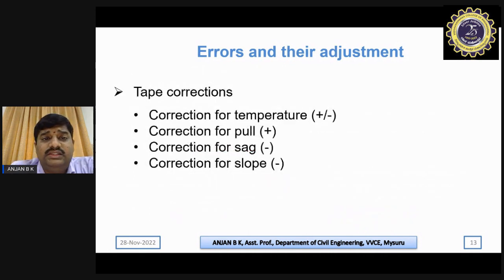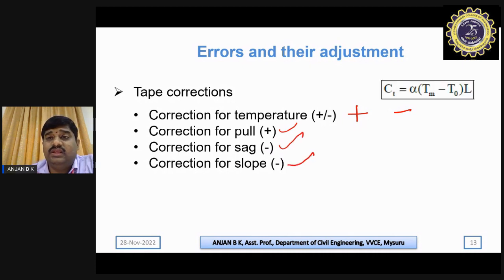And some of the corrections required for temperature: if you are conducting a survey in summer, then normally due to temperature it will elongate. Elongation temperature will be positive. If it contracts, then your correction will be negative. So the error will be positive and correction will be negative, vice versa. So like that. The correction for pull is always positive, correction for sag is always negative, and correction for the slope is always negative. So this is a formula for calculating temperature correction.